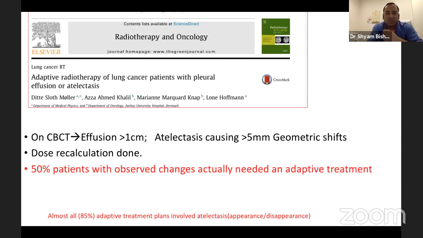Studies have been done with adaptive radiotherapy in cases of pleural effusion or atelectasis. This study, published in the Green Journal, evaluated on CBCT effusion if it was more than 1 centimeter, and atelectasis if it was causing more than 5 millimeters of geometric shift. They recalculated the dose. They found that almost half of the patients required adaptive treatment, and almost 85% of the adaptive plans involved in some form the atelectasis, either appearance of new atelectasis or disappearance of the old atelectasis.